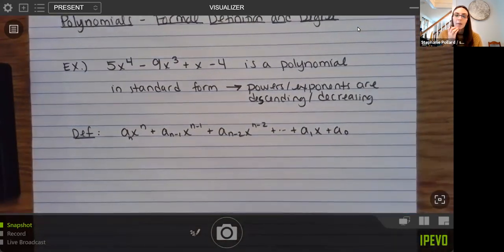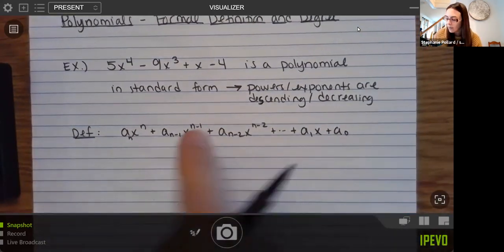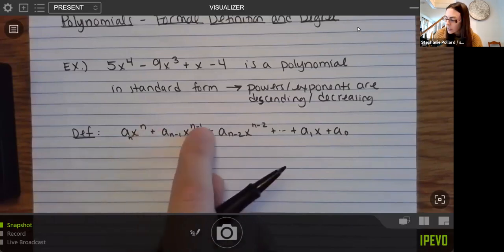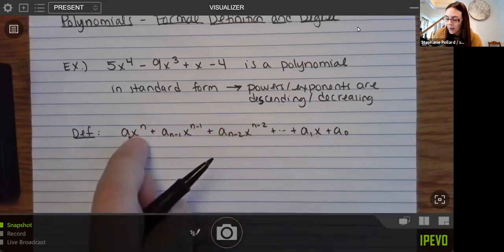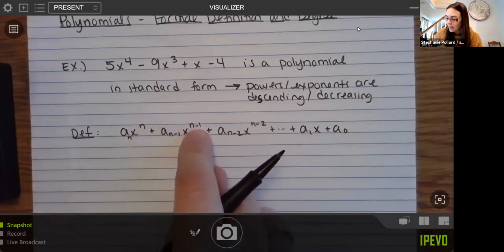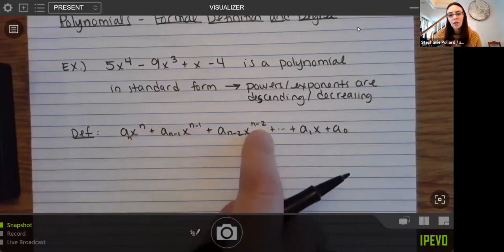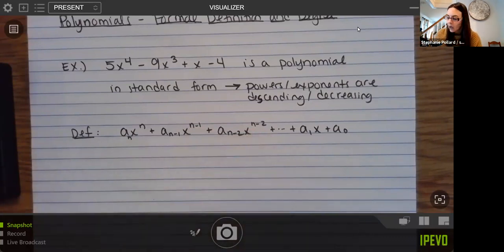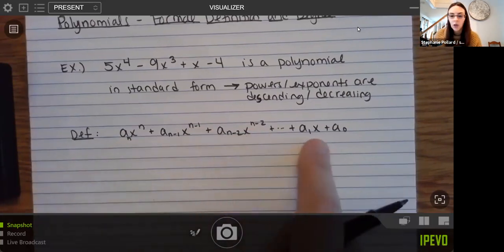Okay. Now what we see here is just that we have powers for all of our variables, and they are decreasing. So if your first power is n, then your next power is that value -1, and then the value -2, etc. So they're just kind of going in decreasing order. And all of these values out front are your coefficients.